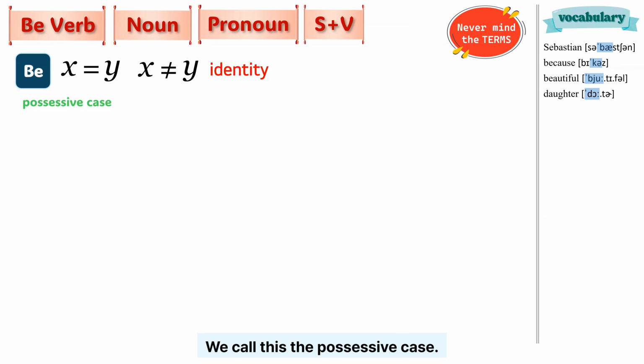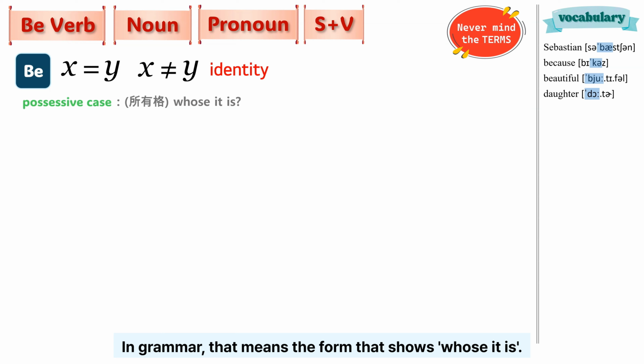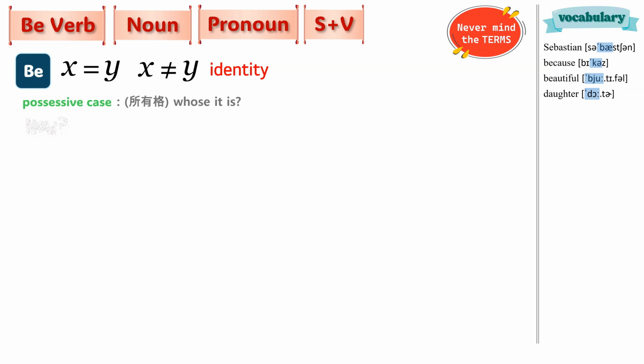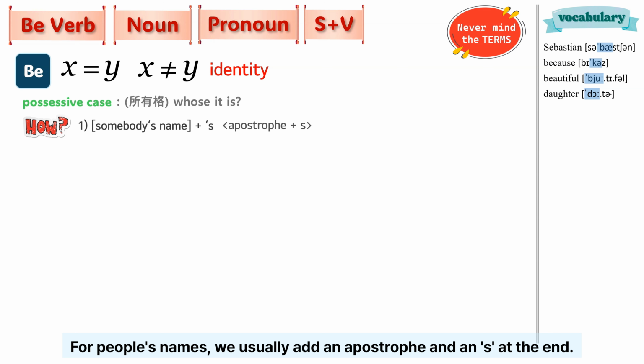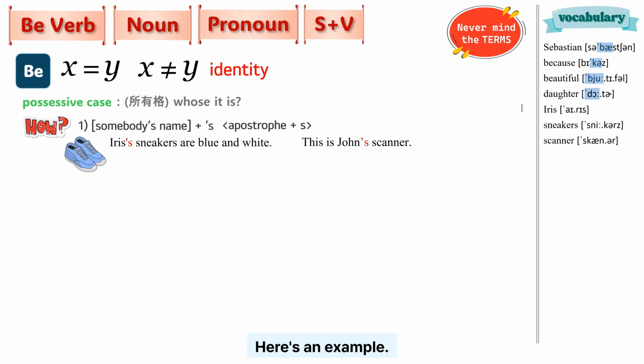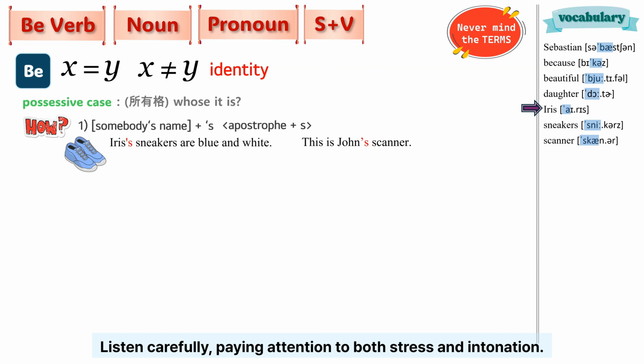We call this the possessive case. In grammar, that means the form that shows whose it is. So how do we mark it? For people's names, we usually add an apostrophe and an S at the end. Here's an example. Listen carefully, paying attention to both stress and intonation.